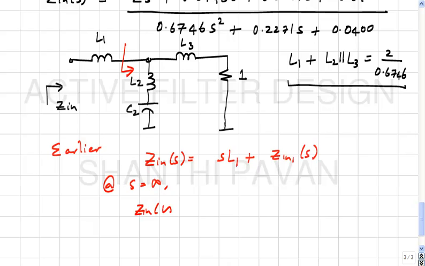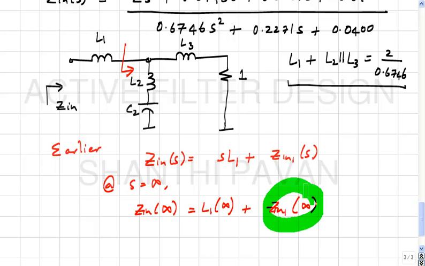Zn of infinity is SL1 plus Zn1 of infinity, or L1 into infinity if you like. Is this clear? That's what we did. It turned out that Zn1 of infinity was 0, and L1 was simply the limit of this quantity divided by S as S tends to infinity. That's what we did earlier. Okay, now what happens? What do you think you can do?